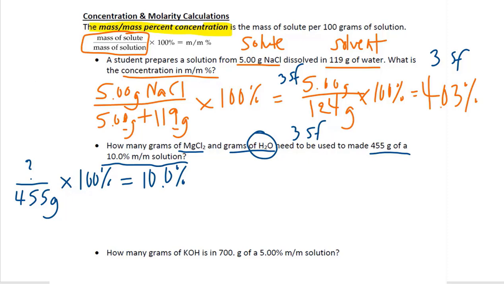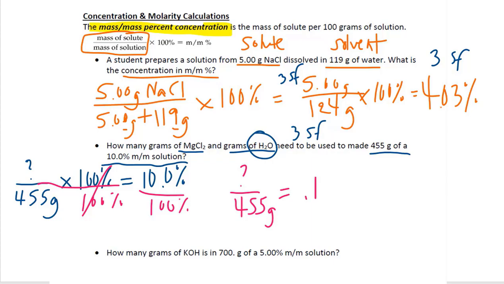First thing I'm going to do is, we know that any time that we're multiplying by, like if this was something times 5, this 100, it's the same thing as making that numerator. So what I'm going to do is get rid of this 100. I'm going to divide both sides by 100%. So that cancels. So now when I rewrite this, I'm going to have question mark over 455 grams equals 10 divided by 100 would be 0.100, because again, we want to stick with our 3 sig figs.